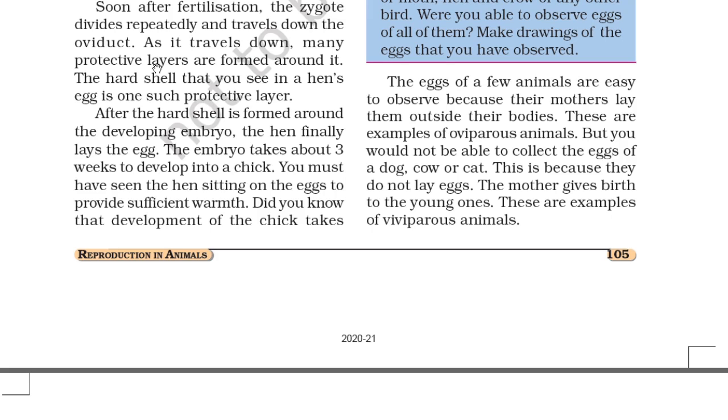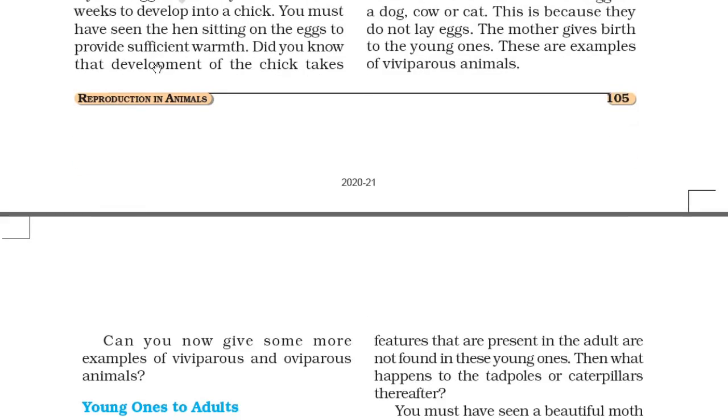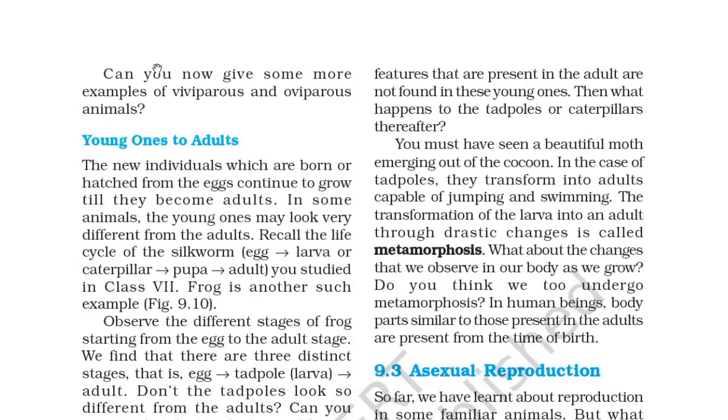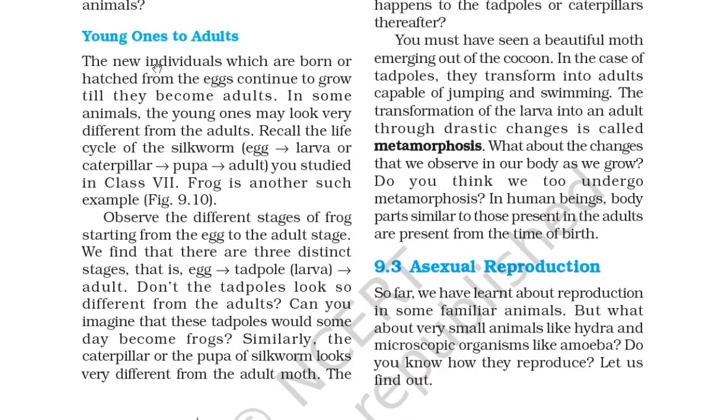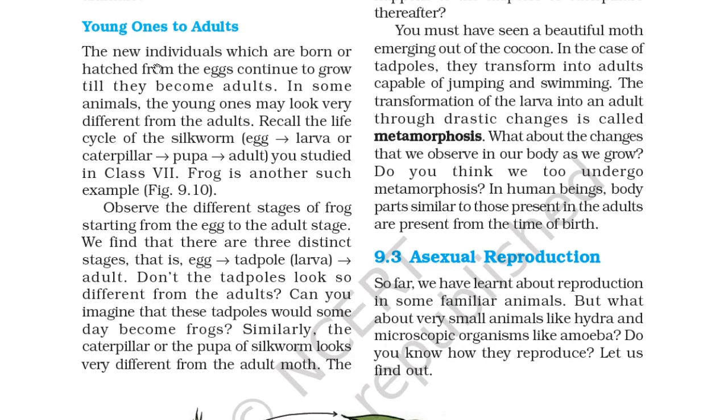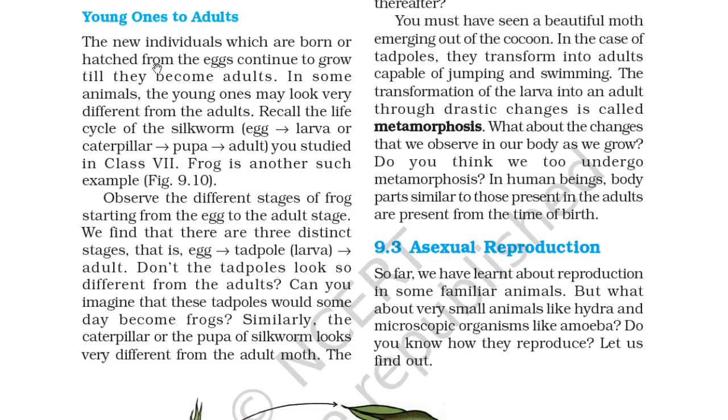The mother gives birth to the young ones. These are examples of viviparous animals. Can you now give some more examples of viviparous and oviparous animals? So, young ones to adults: the new individuals which are born or hatched from the egg continue to grow till they become adults. In some animals, the young ones may look very different from the adult.